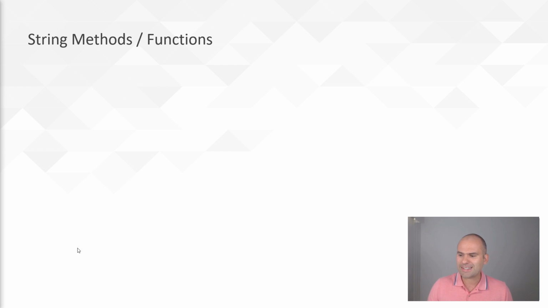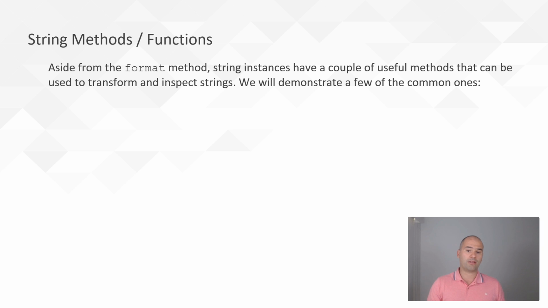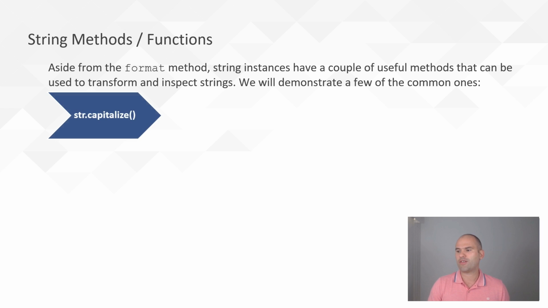So we've already seen the dot format function, and the dot format helped us put values and different variables into strings and print them more nicely, but there's a bunch of other ones that you guys should know about. So we're going to have a look at them.